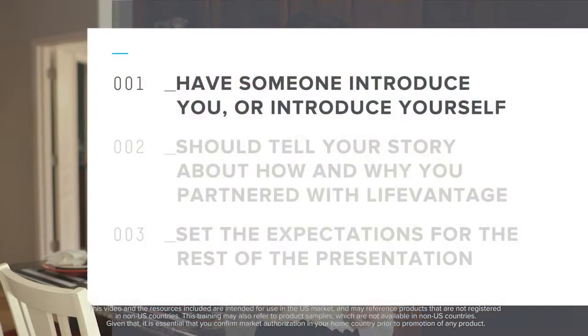The first few minutes of a presentation often determine the outcome of the presentation. There are 3 important objectives when opening a presentation. First, have someone introduce you or introduce yourself. The purpose of this introduction is to edify the presenter and establish him or her as someone knowledgeable. Tip: take specific accomplishments from the speaker's bio and share that with the group.